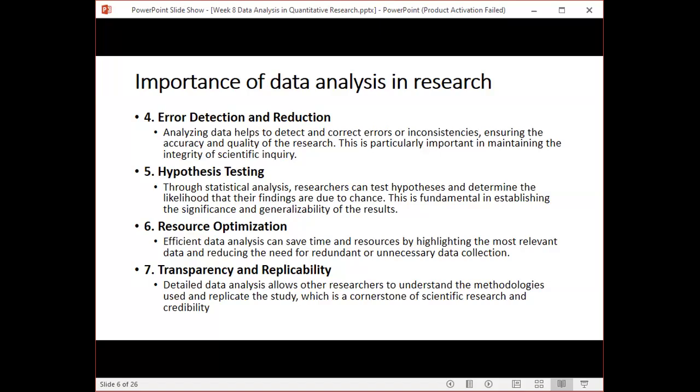Okay. We can use it to test hypotheses. So through some statistical analysis, tests of hypothesis can be done to determine the likelihood that the findings are actually due to chance. All right. And so mostly we are able to generalize the results if you're able to do proper hypothesis testing. Now, hypothesis testing is big. With some of the analysis we do, they are all hypothesis testing.